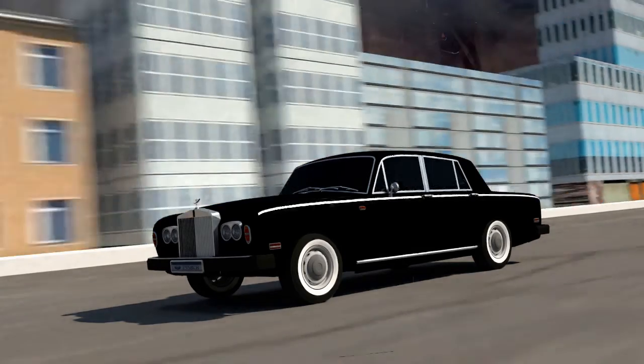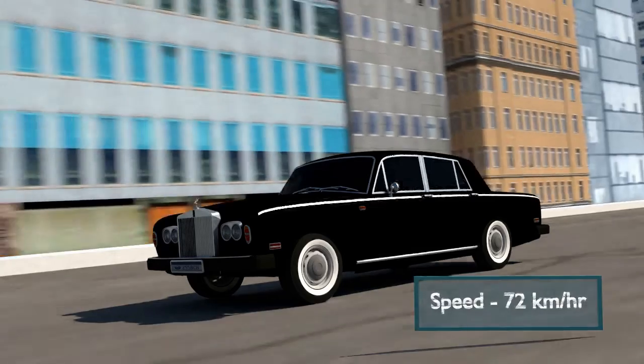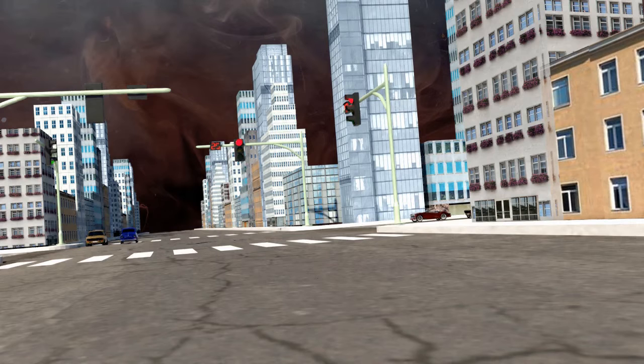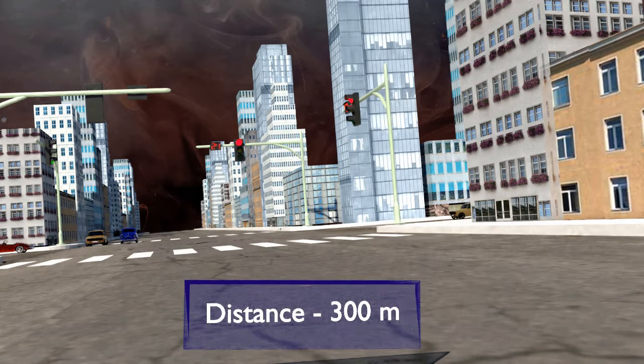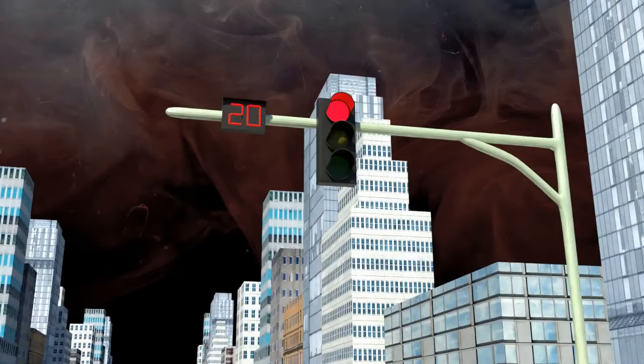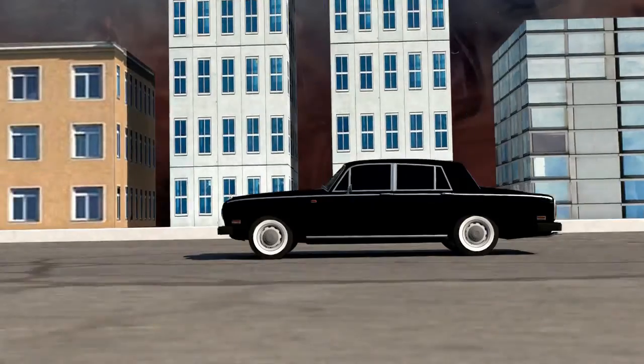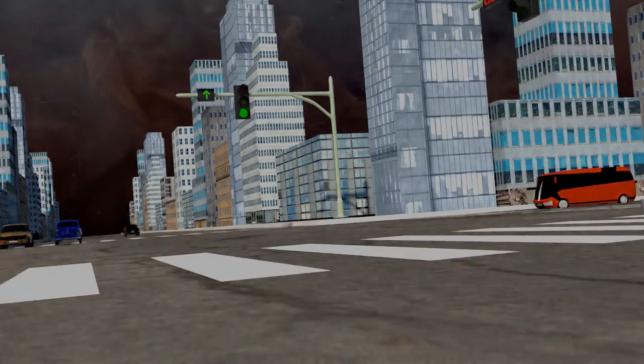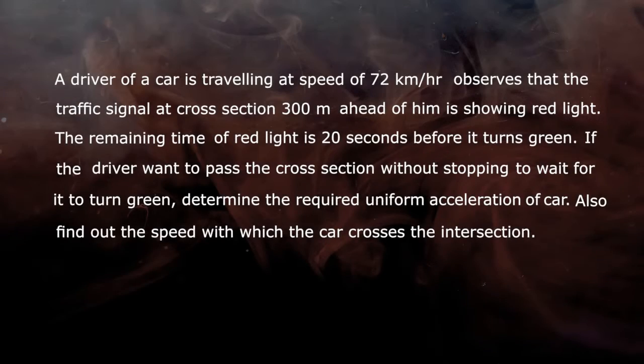A car is traveling at a speed of 72 km per hour. Suddenly, the driver observes that the traffic signal at a crossing 300 meters ahead of him is showing red light. The remaining time of the red light is 20 seconds before it turns green. If the driver wants to pass the crossing without stopping to wait for it to turn green, determine the required uniform acceleration of the car. Also find out the speed with which the car crosses the intersection. This is the problem statement.